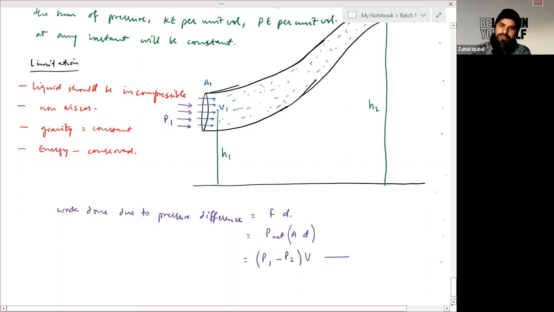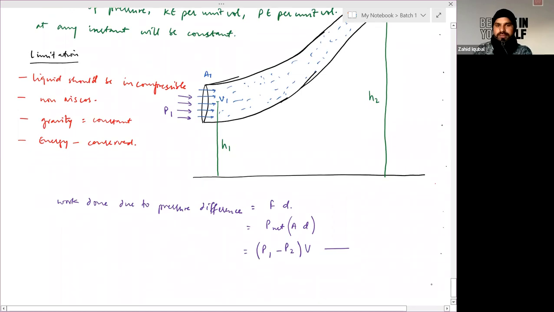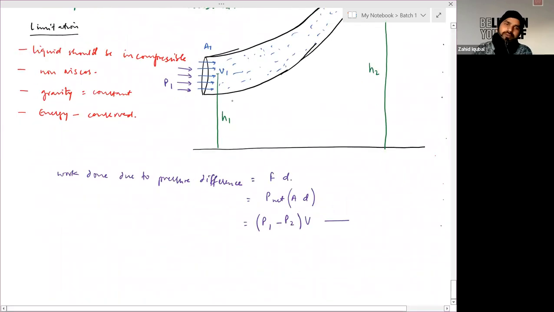Now this work done, or external work done, will be capable of flowing liquid from the lower end to the higher end. In this part, liquid is going from a lower end to some higher end, so there should be some change in potential energy. And there is a change in velocity of the liquid from one having larger width to the other having smaller width, so there should be a change in kinetic energy as well.